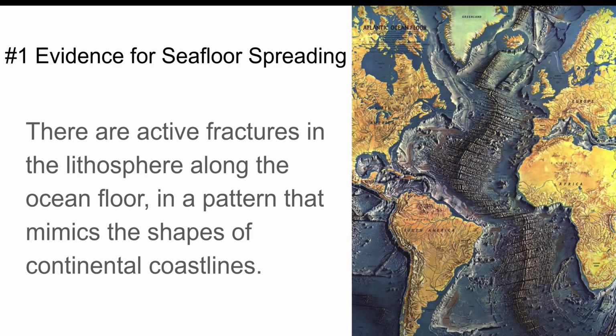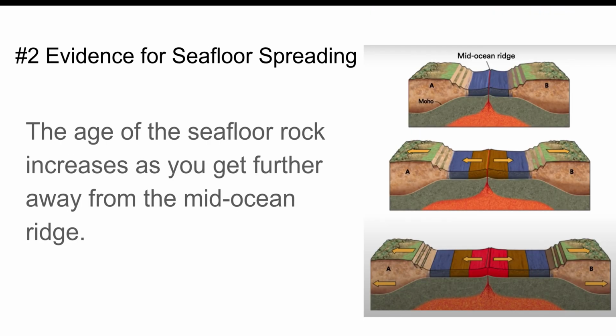Evidence for this seafloor spreading actually occurring: well, there were active fractures in the lithosphere along the ocean floor in a pattern that exactly mimics the shapes of the coastlines. You can see that in this image. And so that means the continents on both sides were moving at the same pace from this center point, because it's a perfect mirror image of the edges, those borders of those land masses.